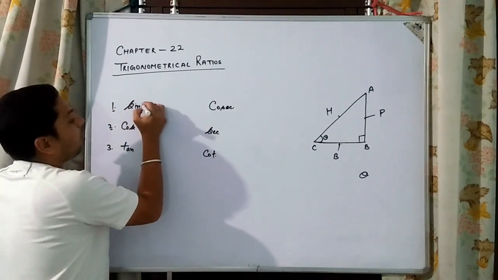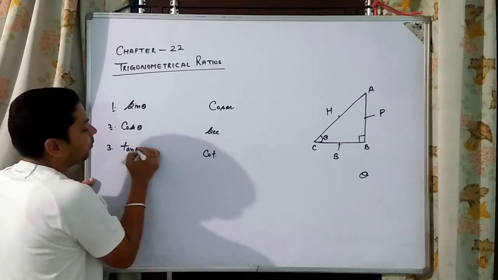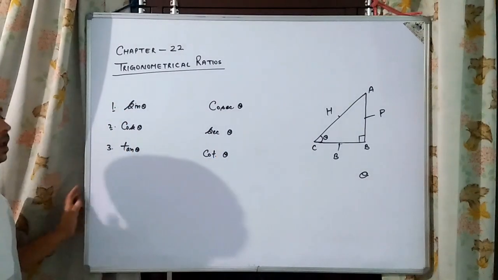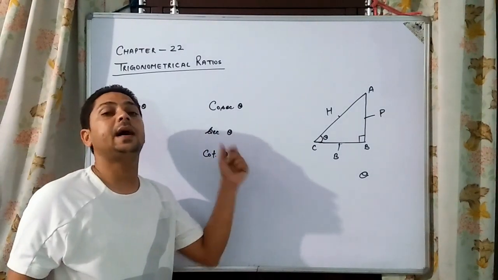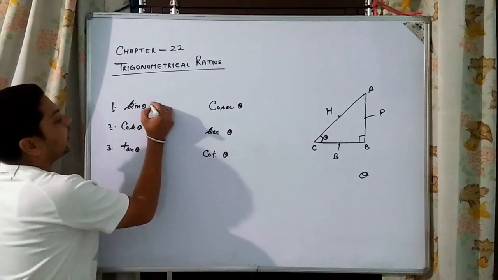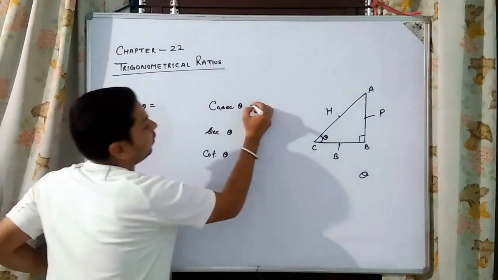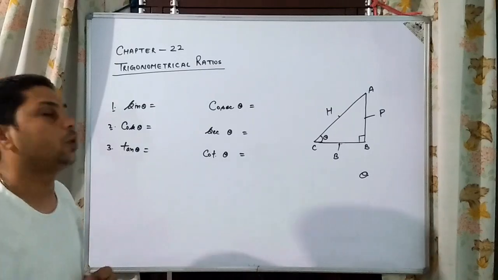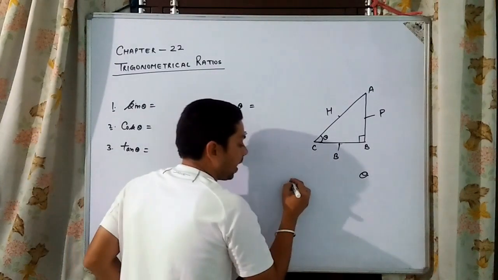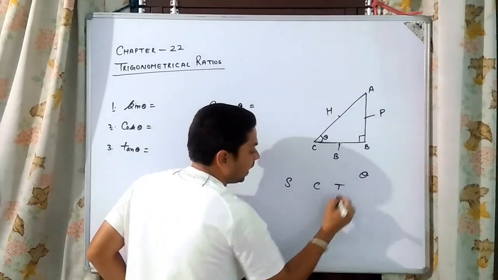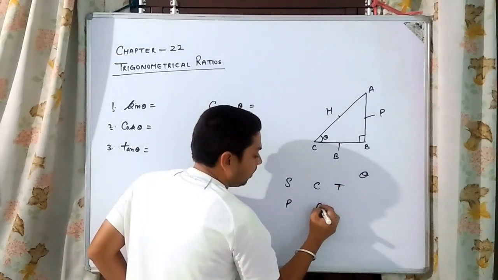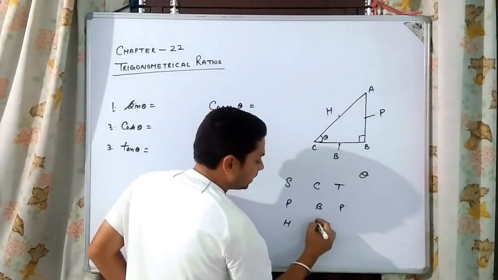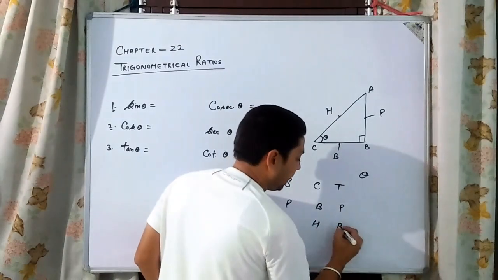First, sine of theta, cos of theta and tan of theta. Again, cosecant of theta, secant of theta and cot of theta. This is the relationship between angle and the side. So sine theta equal to, on the other side we will write the side. Now how will we find the side here? Write down a table: sine, cos, tan; perpendicular, base, perpendicular; hypotenuse, hypotenuse, base.